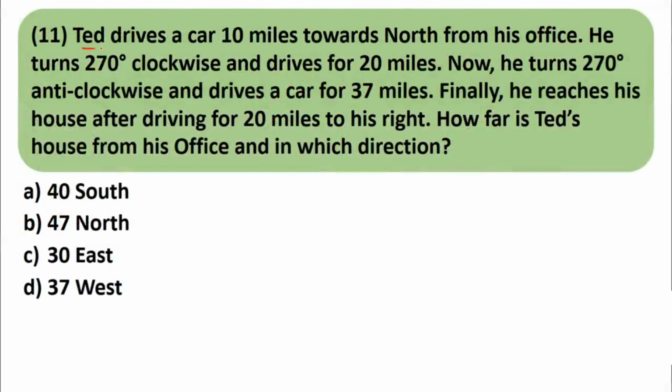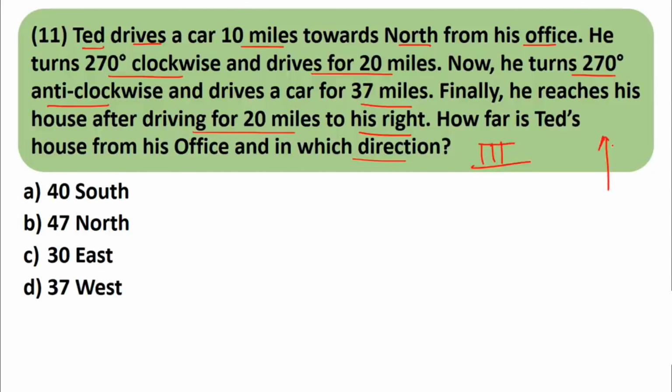Question number 11. Ted drives the car 10 miles towards north from his office. He turns 270 degrees clockwise and drives for 20 miles. Now he turns 270 degrees anti-clockwise and drives for 37 miles. Finally, he reaches his house after driving for 20 miles to his right. How far is Ted's house from his office and in which direction? Again, very easy, it is similar to type number 3.